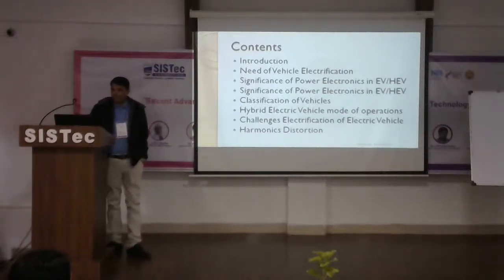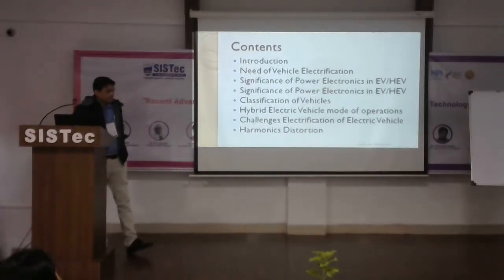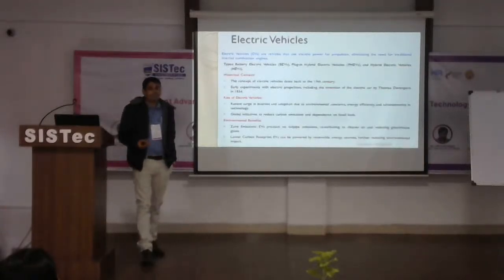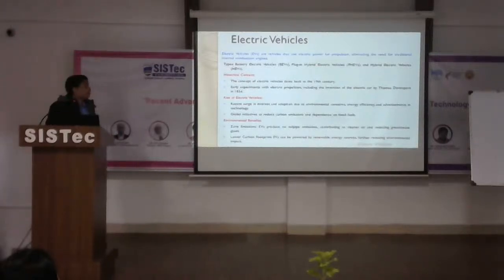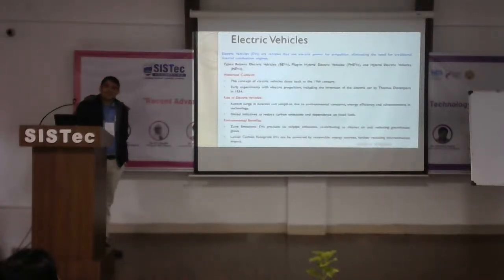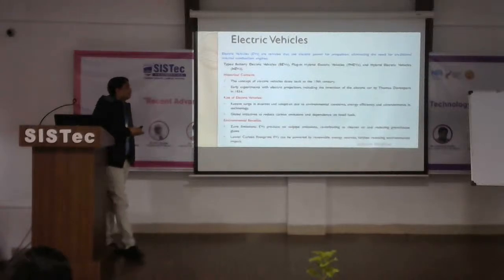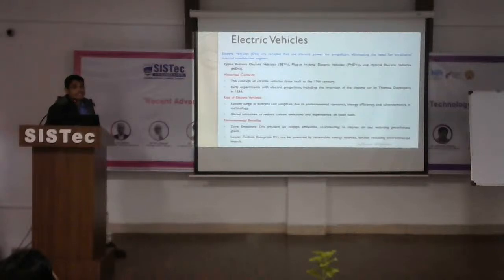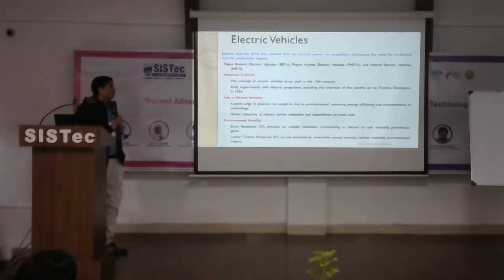First we will discuss the history of the electric vehicle. An electric vehicle is nothing but a system that uses electric power for propulsion, which eliminates the need for traditional combustion engines. It will replace the internal combustion engine. It is a system based on the battery, and there is also the plug-in hybrid electric vehicle, in short PHEV, and the hybrid electric vehicle, and in short we call it electric vehicle.